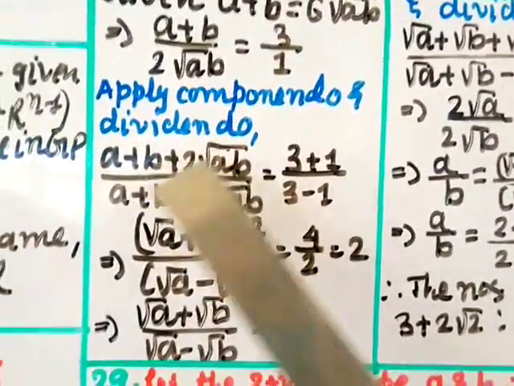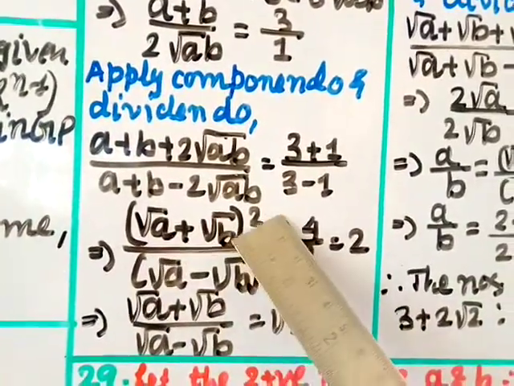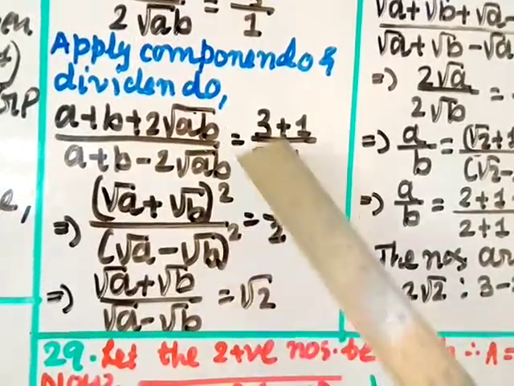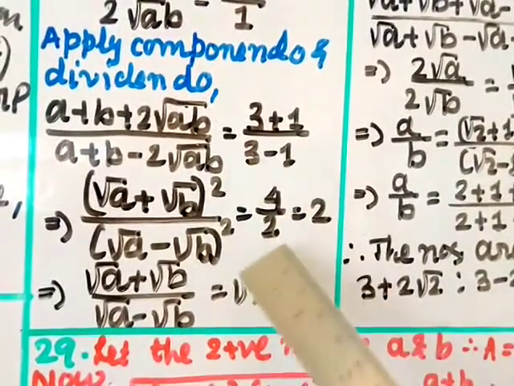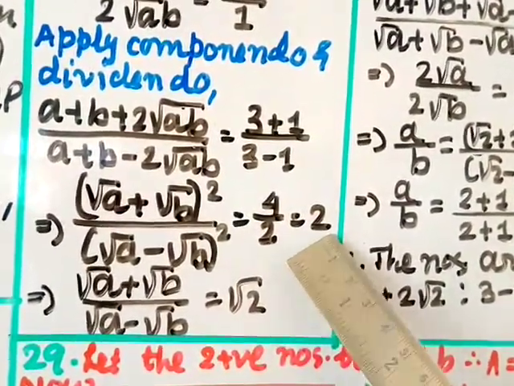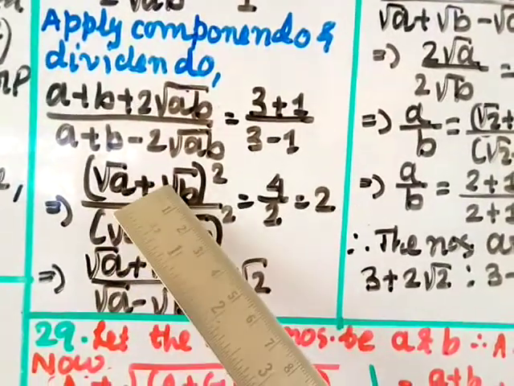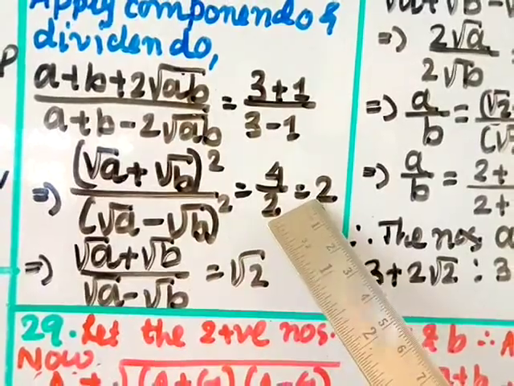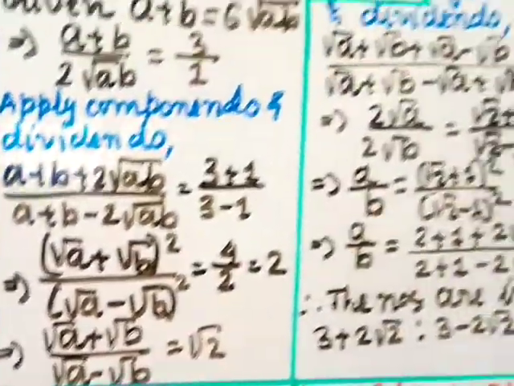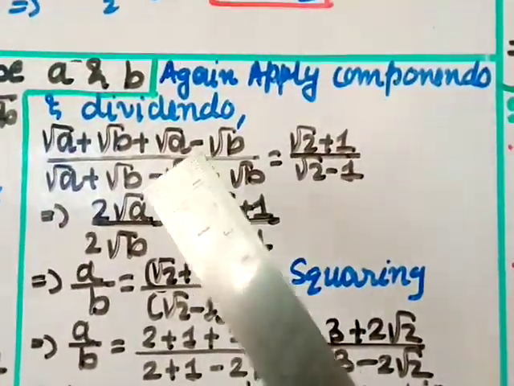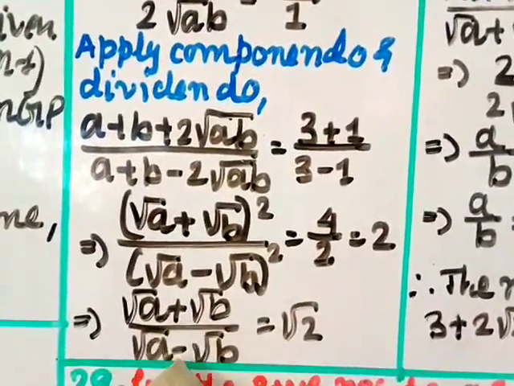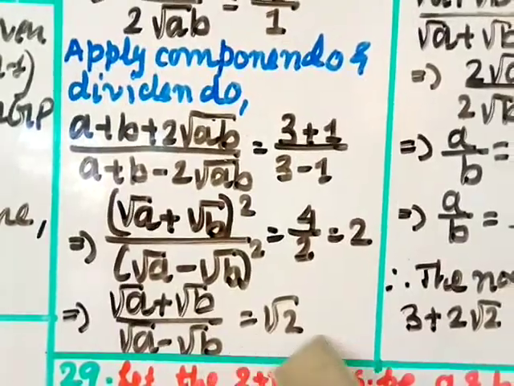Now this one is a perfect square, (root a plus root b) whole square, and this is also a perfect square, (root a minus root b) whole square, equal to 3 plus 1 is 4, 3 minus 1 is 2, cut by 2, so 2. Now take the square root on both sides. When you take the square root, here root a plus root b over root a minus root b, and here it is root 2. Now we shall apply componendo and dividendo again on this term. So this plus this in the numerator divided by this minus this. Similarly on this side, and here the denominator is 1.